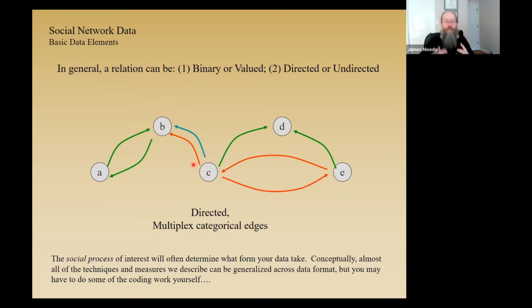So the ways in which we think about the types of data are directed, valued, and binary, and then the type of relation that is there. In most cases, the examples I'm going to give are going to be directed binary graphs, but just know that unless I say otherwise, we can generalize these out to other types.